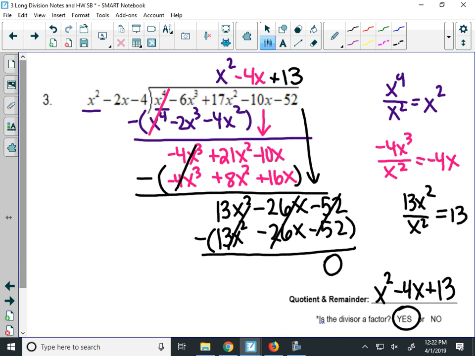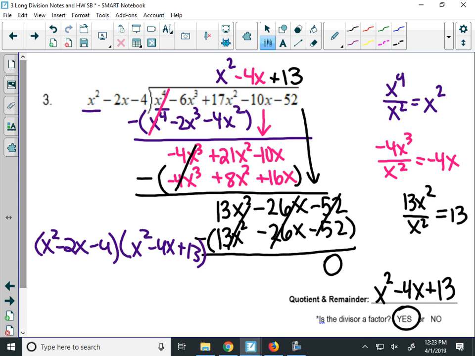So really, what we would get is x squared minus 2x minus 4 times x squared minus 4x plus 13. That's the factored form of the original polynomial. Do you know a factoring method to do 1, 2, 3, 4, 5 terms? No. Since you can't factor something with 5 terms, you have to use long division in order to write the factored form. Right?